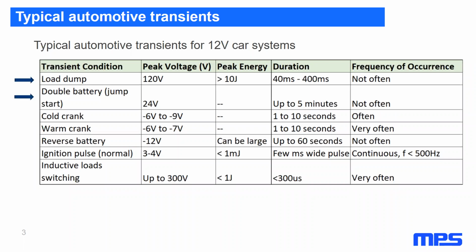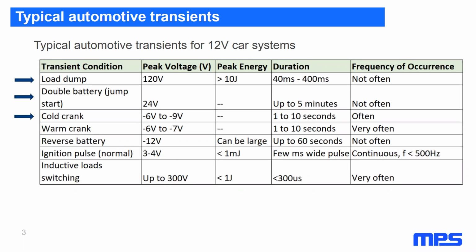Double battery conditions can occur whenever a vehicle is jump started. While this doesn't normally happen very often, it can occur at least a few times in the life of the vehicle. A double battery condition will place about 24 volts on the power bus and can last for several minutes.